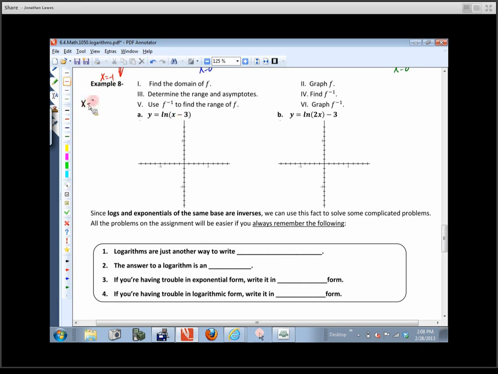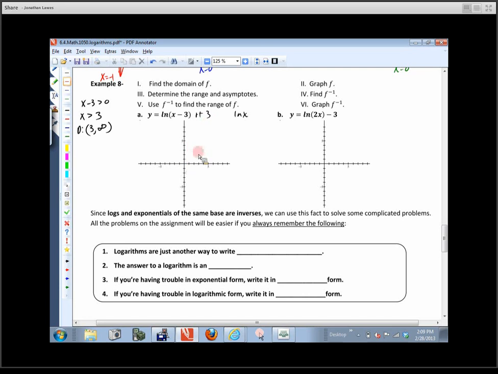So x minus 3 had better be greater than 0, which means x had better be greater than 3. In other words, the domain starts at 3 and just gets bigger from there. Is that all right? Okay, let's see if that matches up with what the graph would look like. What does subtracting 3 from x do to ln x? Moves it right 3.